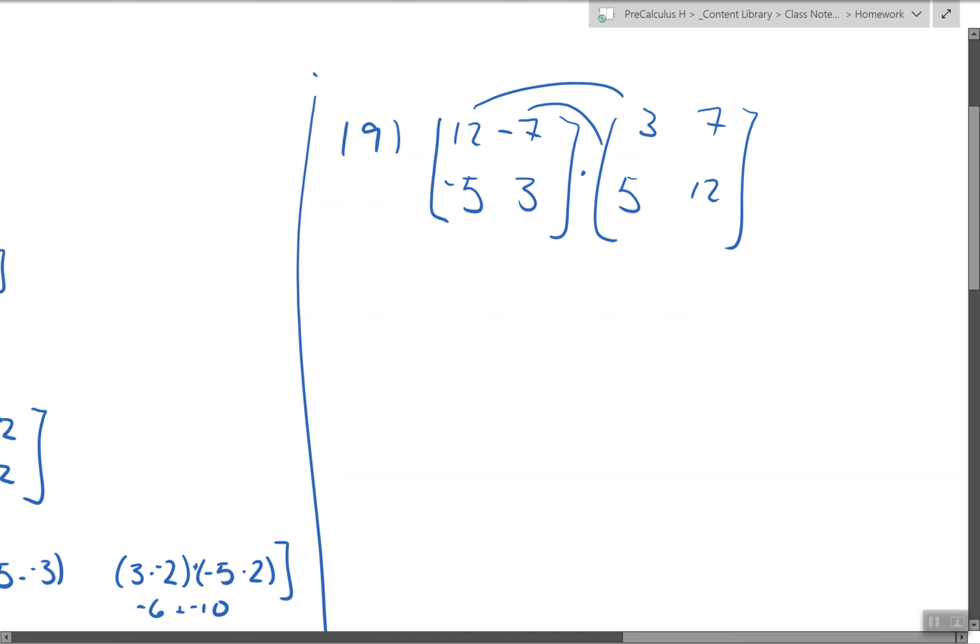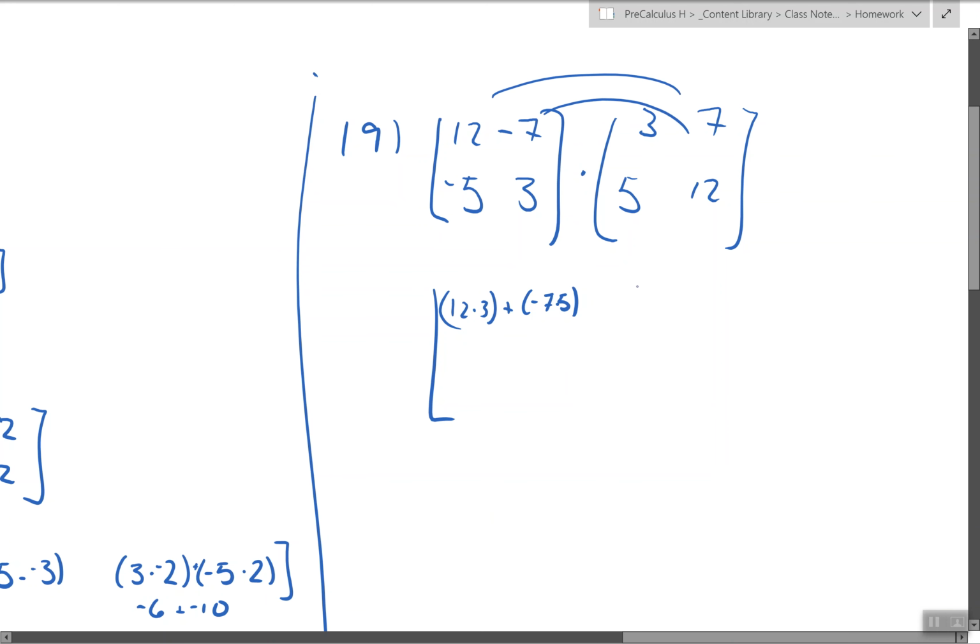So we take that product, we get 12 times 3 plus negative 7 times 5. And then we do the same thing here. So we have 12 times 7 and negative 7 times 12. Well, that's definitely a 0 right there. Down in the bottom, we've got negative 5 times 3 plus 3 times 5, again another 0.